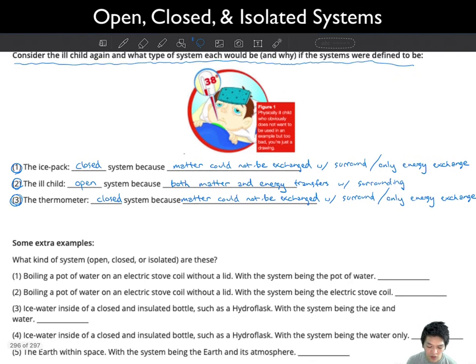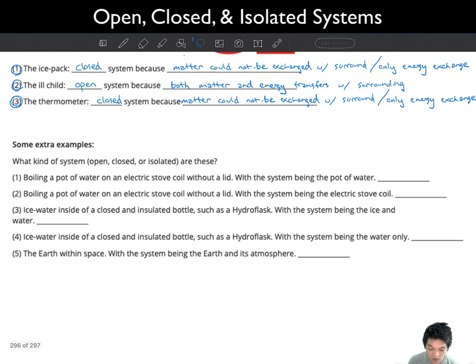Okay, there's some extra examples. I'm going to try to go through them so that you have more ideas to base this off of. So we're either going to say that this example is an open system, a closed system, or an isolated system. The first one says, boiling a pot of water on an electric stove coil without a lid, with the system being the pot of water.